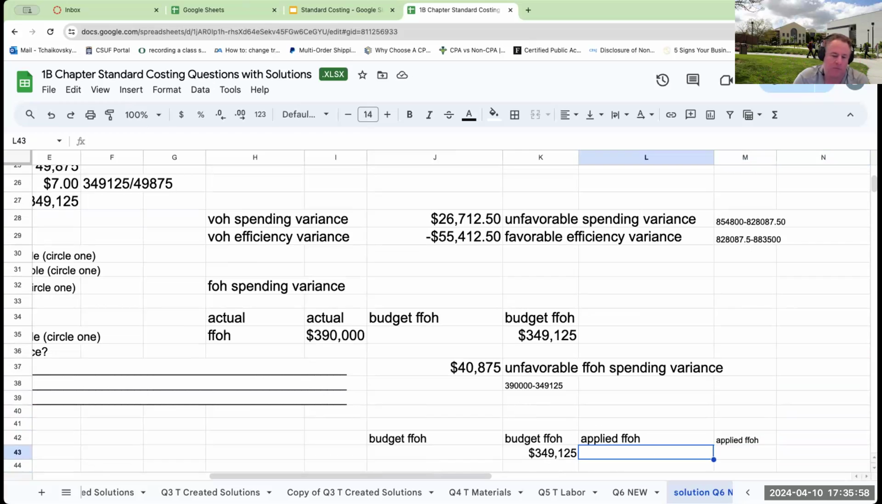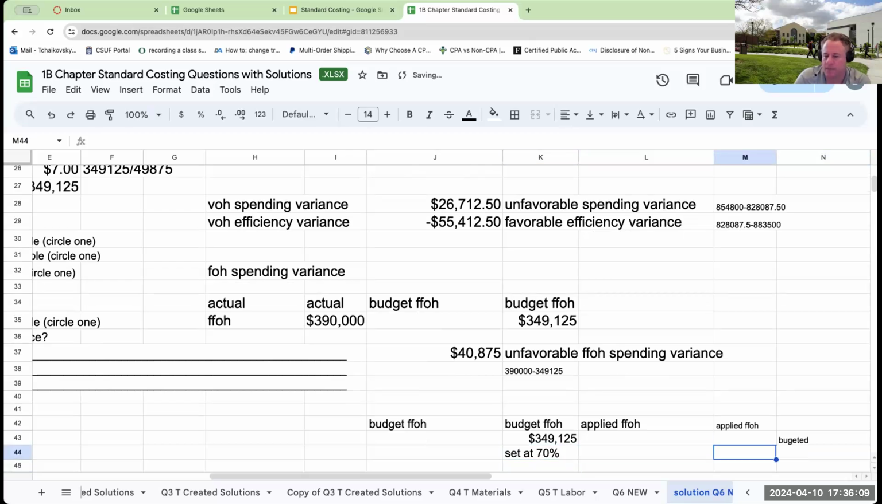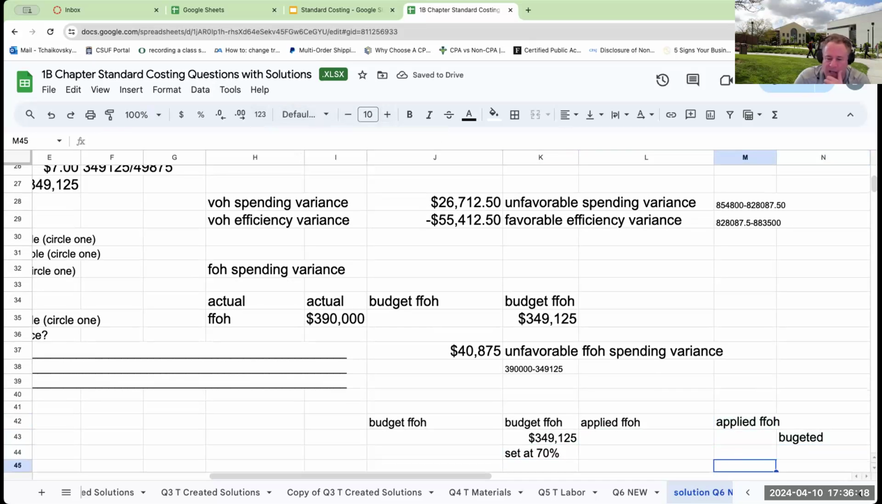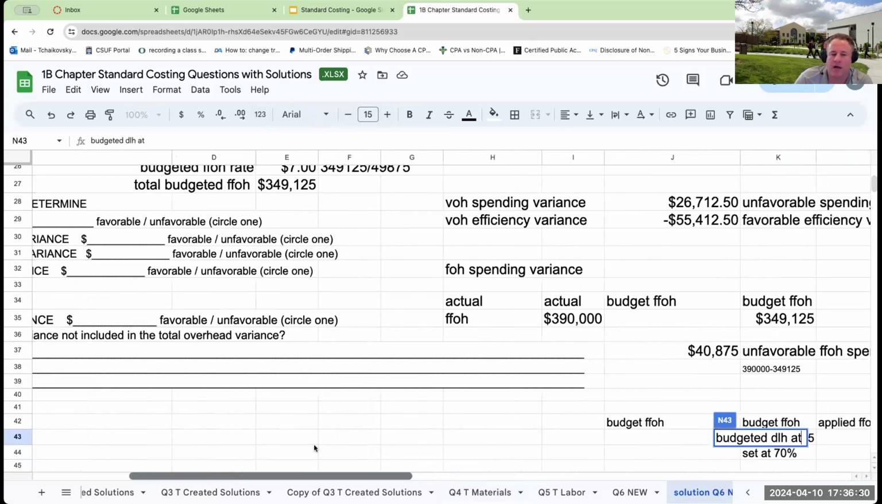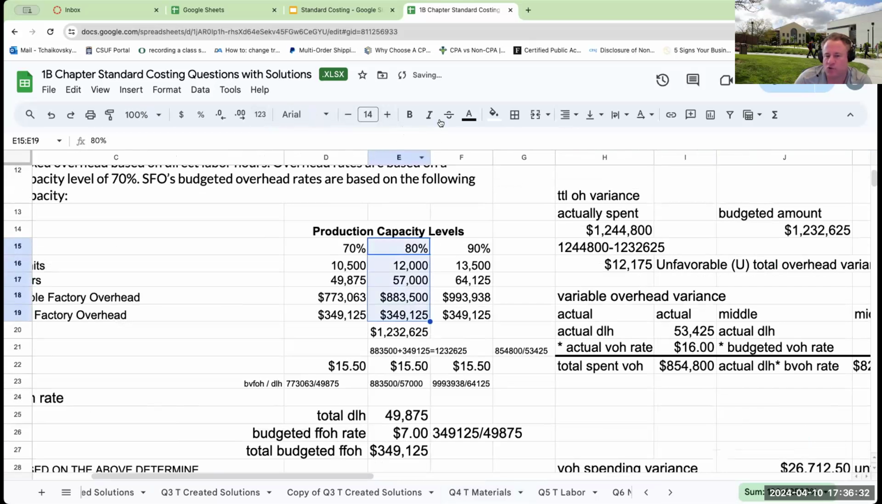So coming over here, my applied fixed factory overhead is going to be the budgeted. And remember, this budgeted fixed factory overhead was set at 70%. For my applied fixed factory overhead, meaning what did I actually apply on my overhead, I'm going to take the budgeted direct labor hours at the level where I fell. Because I made 12,000 units, I actually should have spent 57,000 hours.